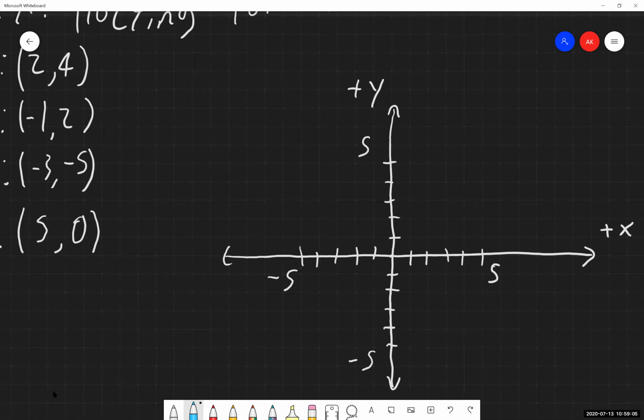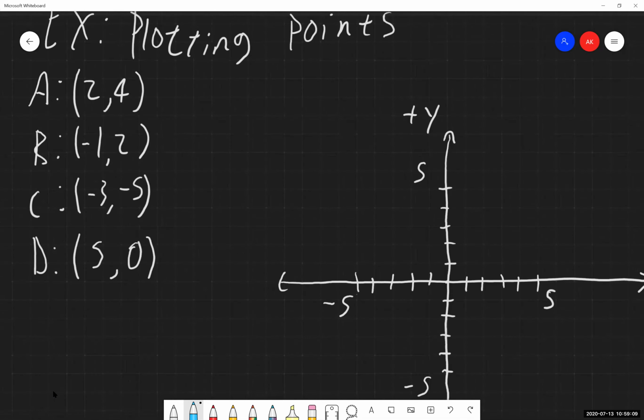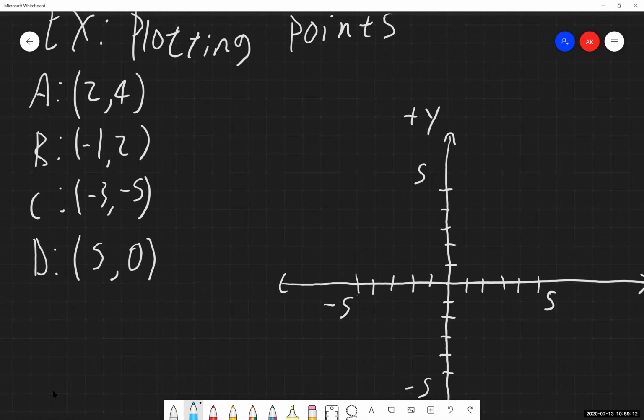So let's get to plotting some of these points now. I'm going to do some of these in different colors. You do not need to follow all of the process that I'm doing. I just want to make it abundantly clear how we're going through and plotting these things. So I'm going to do point A. I'm going to do that in blue so we can track this here.